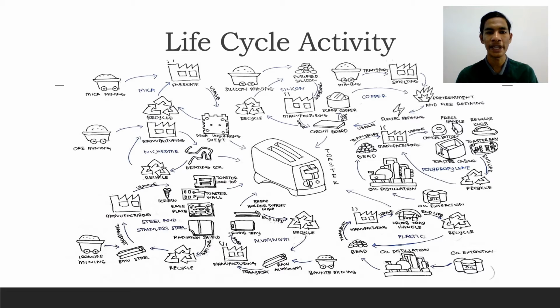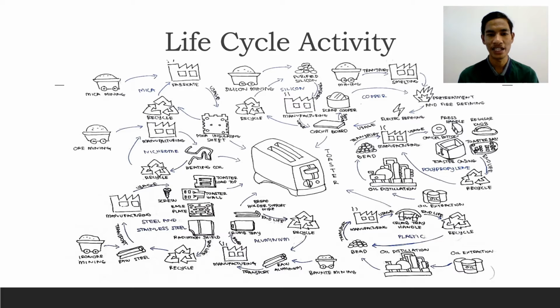Thank you, Shafika. My name is Mohammad Naim and I will talk about the toaster life cycle. There are 8 major materials components that can be singled out from the toaster, which are polypropylene, plastic, aluminum, stainless steel, nichrome, mica, silicon and copper.